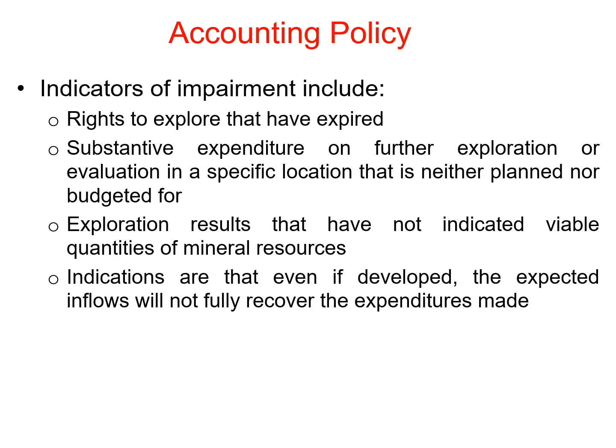Maybe exploration results indicate to us that whatever ore is under the ground is not viable. There aren't enough quantities of ore beneath the ground to make it profitable to mine. That in itself is an indicator of impairment. Indications are maybe that even if we go ahead and put a mine in place, the expected cash inflows will not enable us to fully recover the expenditures that we've made on that mine. Again, all this is an indicator that we may have a problem, so therefore that would mean that we should be recognizing an impairment charge through our books.